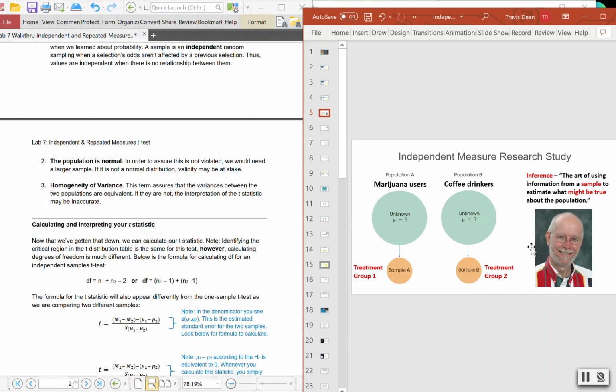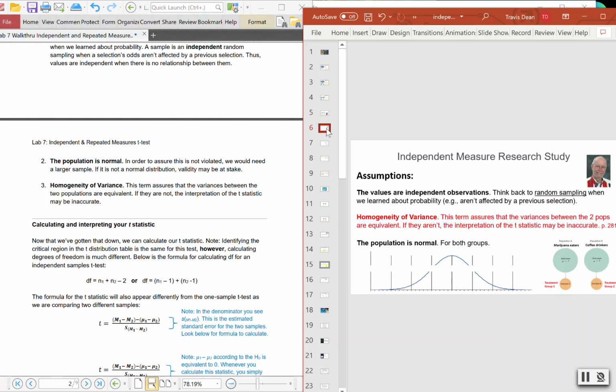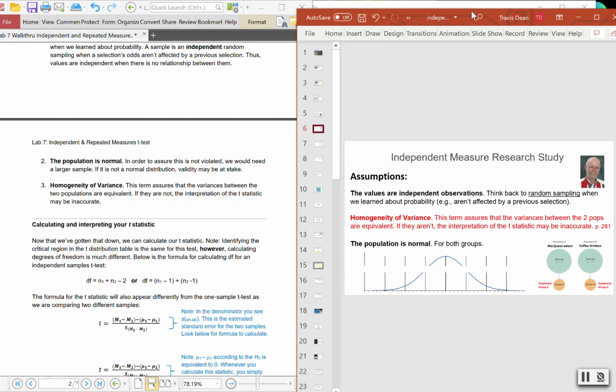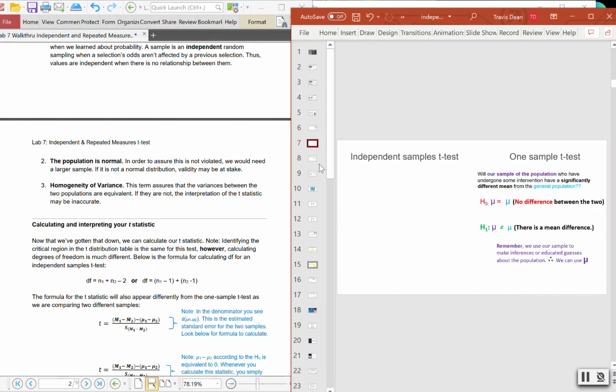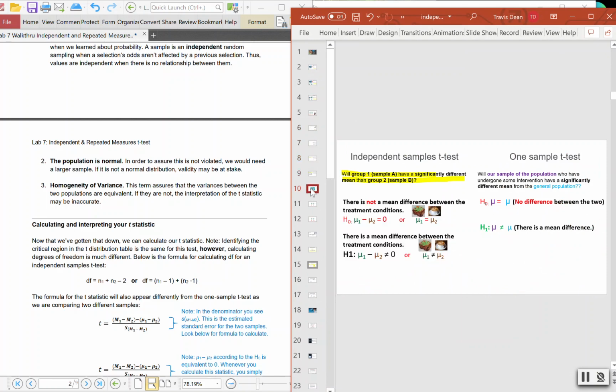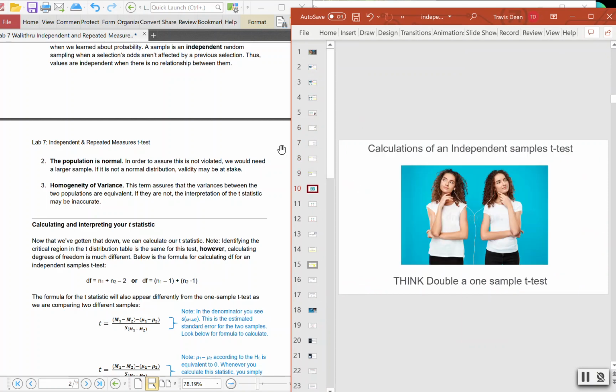We can make inferences. And as Geoff Cumming would say, inference is the art of using information from a sample to estimate what might be true about the population. That's his take on an inference. So we have this information here, and we looked at our assumptions, assuming that we did. I'm going to go ahead and move on because I think we already have a good grasp of the null and alternative hypotheses.